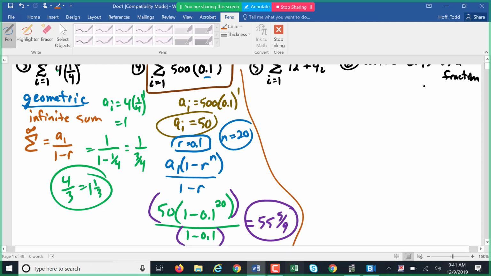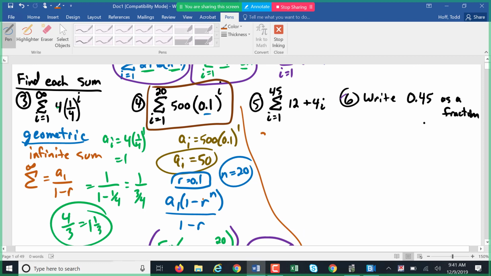Number 5 here is a geometric series. Or not geometric, sorry. Arithmetic series. I'm not doing very well with my vocabulary today, am I? Arithmetic sequence, because each time we're adding 4 to it.